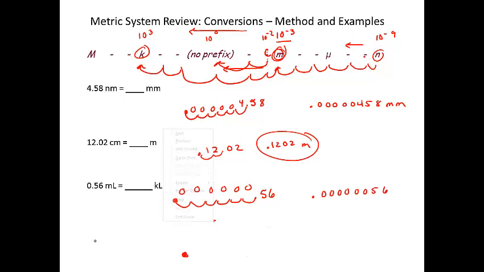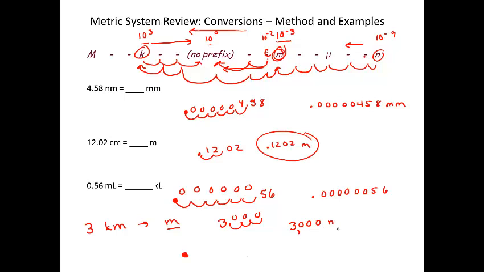Let's try one more. 3 kilometers to meters. Okay, well, kilometers is 10 to the third. Meters has no prefix, so that's 10 to the 0. So the difference of 3, I'm going in that direction, so it's going to be 3 to the right. Or I could count it starting at K. 1, 2, 3. Again, the same piece of information. 3 has no decimal in it. It's inferred. The decimal goes right here. I'm going to move it 3 places to the right. 1, 2, 3. So that would be 3,000 meters.